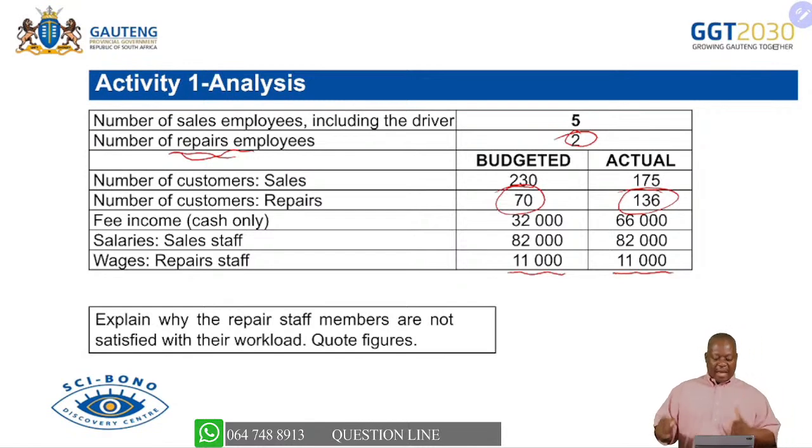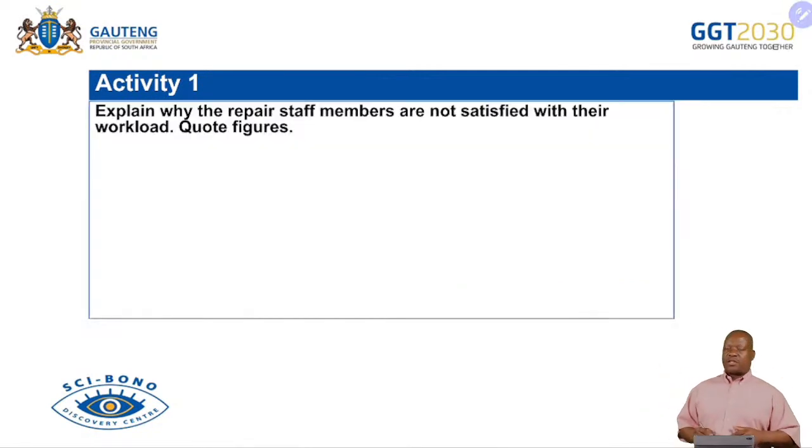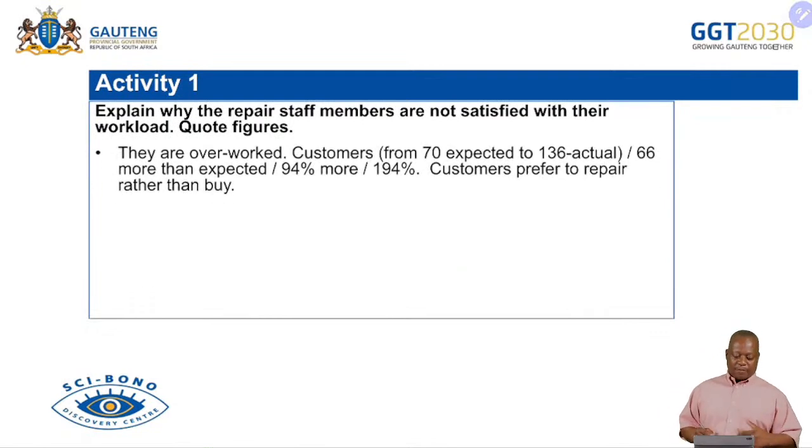Explain why the repair staff members are not satisfied with their workload. Quote figures. We have got everything to quote. Now let's check, what are we going to say? They are overworked. Customers, they are too much. From 70 budgeted to actually 136. That's an increase of about 66 more than expected. That's a 94% increase. So customers prefer to repair rather than buy.